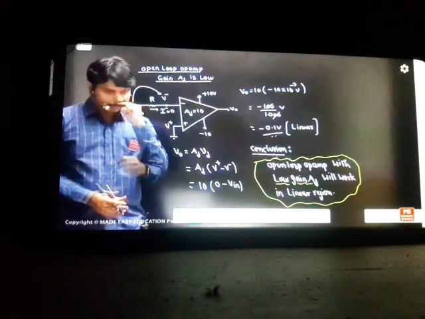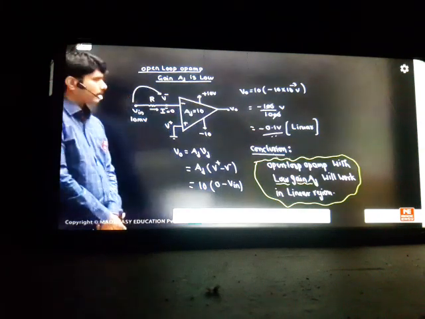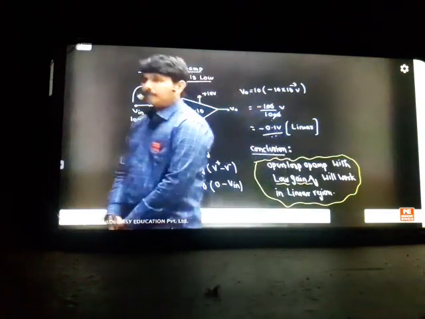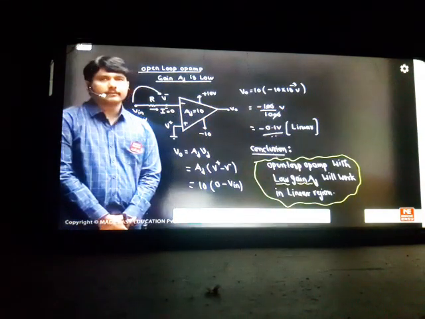Next concept, I'll clear your mind about positive feedback system analysis. How to understand positive feedback knowledge. Again, the same question will arise: whether positive feedback will work under linear or non-linear, and whether we have to use virtual ground theory or the comparative approach. These are the questions. I'll try to finish off with my analysis.